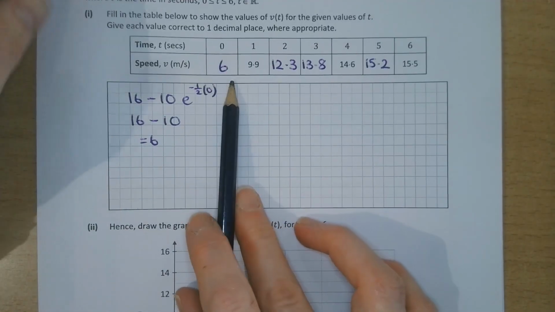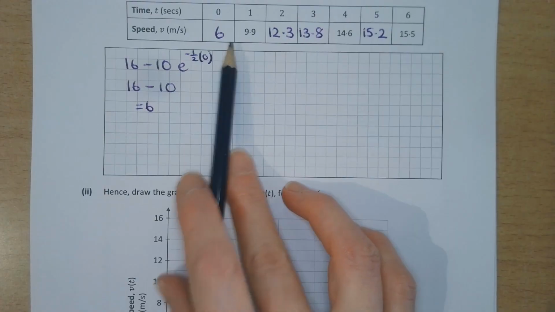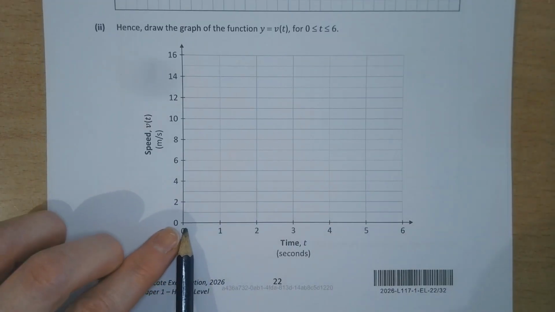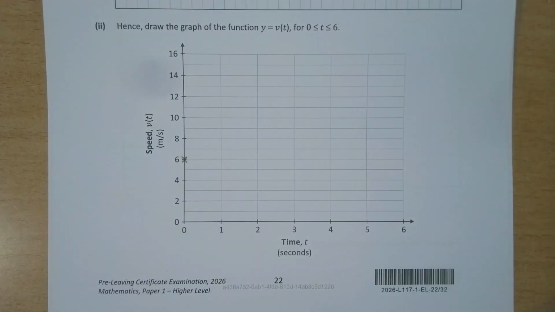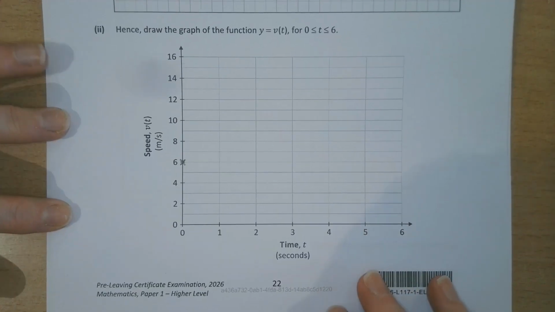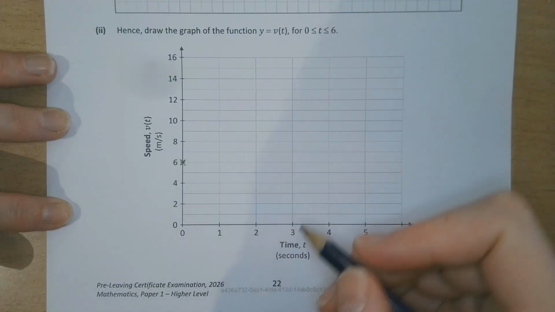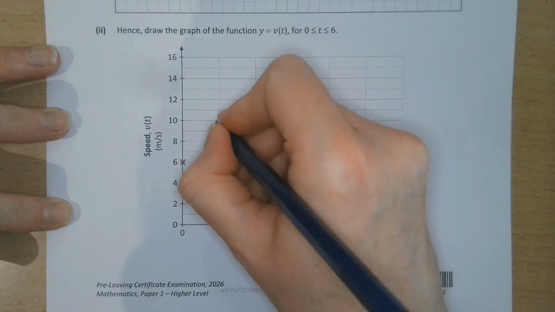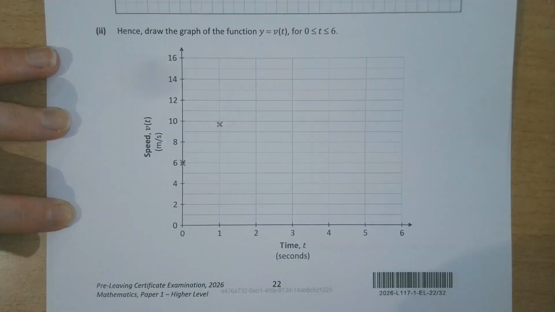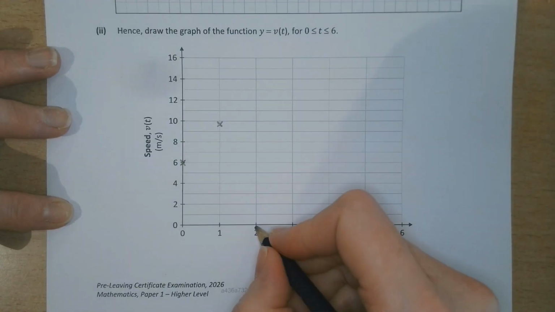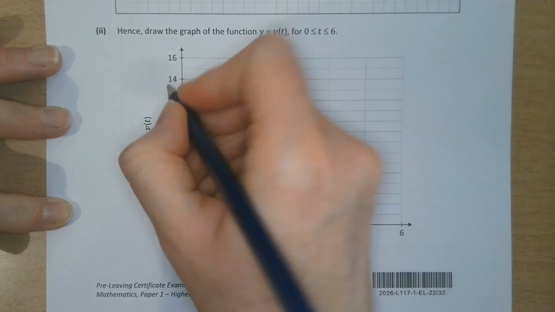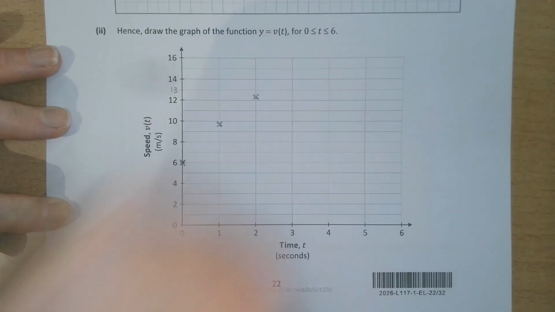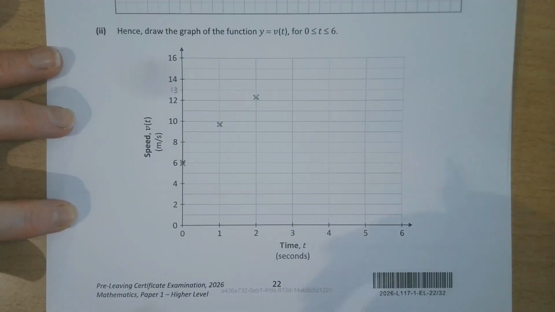Using our values, first, when t is 0 the speed is 6. So t being 0 starting here, and 6 on what we would naturally call our y-axis. We keep going with all of the other values that we have. When t is 1, we have 9.9. Plot these as accurately as you can. When t is 2, we worked out that it's 12.3. Think about your scale here: the line in between will be 13. So you're trying to make it as accurate as possible.